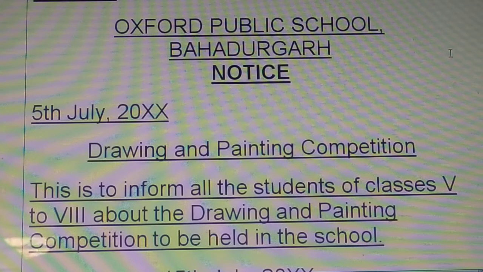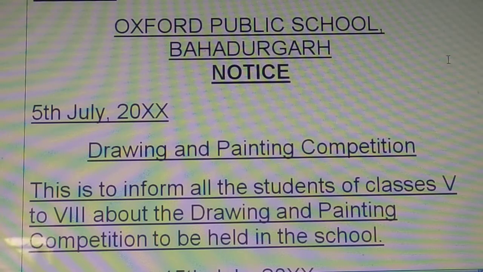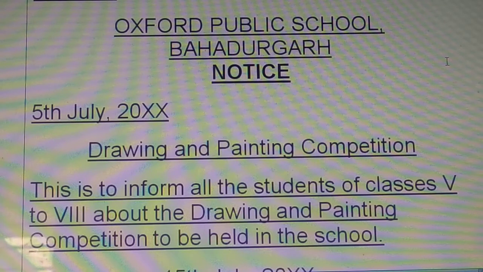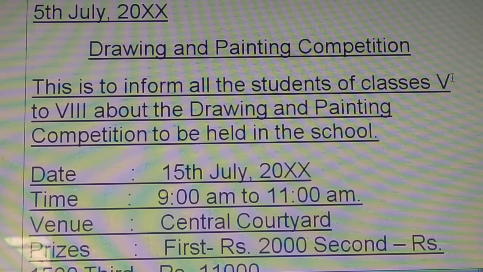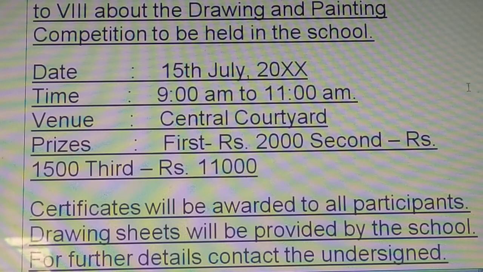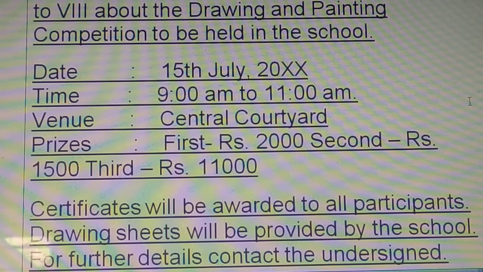Be very careful about the date part. See, don't write 5 dot, 6 dot. No, that's wrong. Again and again, I'm telling you. So don't make that error, please. Drawing and painting competition, there's a topic. See how you give the details. This is actually the correct way to write the details: date, below that time, below that venue, below that prizes and all that. This is the correct format.